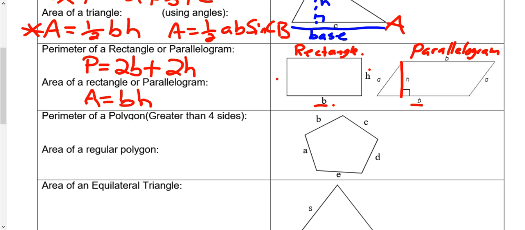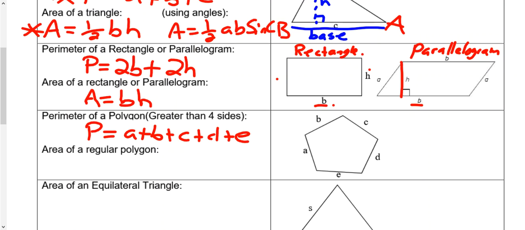That's pretty simple. Let's move on to a polygon with greater than 4 sides. So in this particular shape, we can see it's actually a pentagon to be specific. The perimeter, again, is just where you add up all the sides. So this would be A plus B plus C plus D plus E.